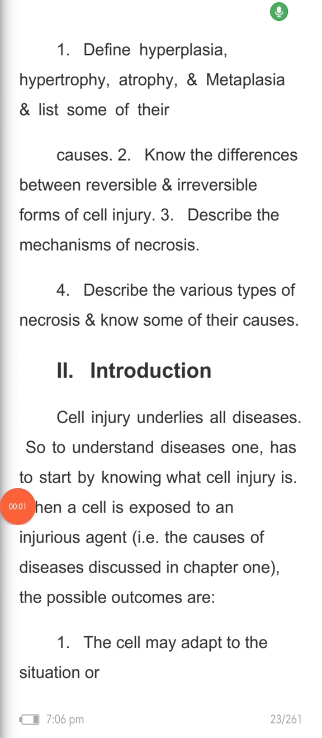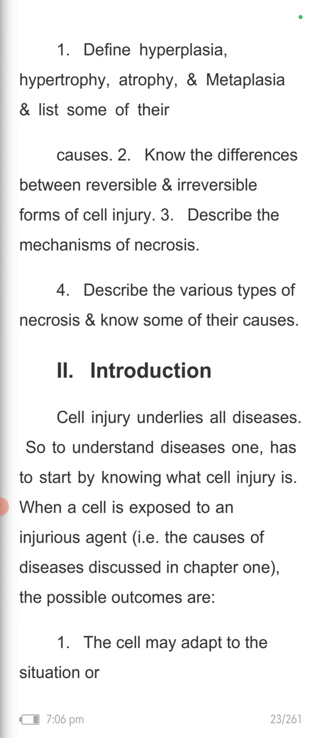Cellular reactions to injury. At the end of this chapter, students should learn what hyperplasia, hypertrophy, atrophy, and metaplasia are, and list some of their causes. They should know the differences between reversible and irreversible forms of cell injury, and they should describe the mechanism of necrosis.